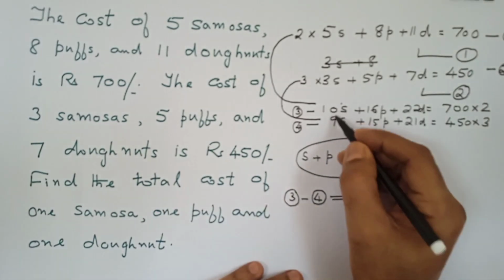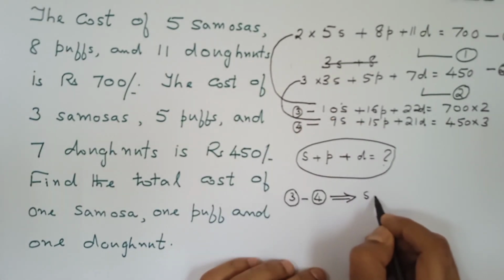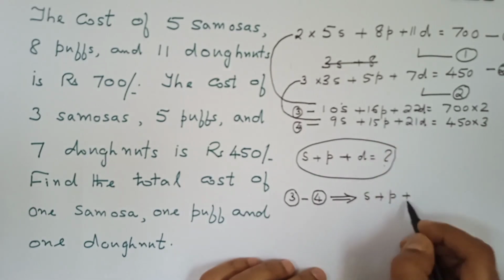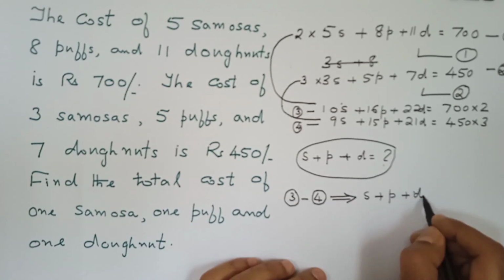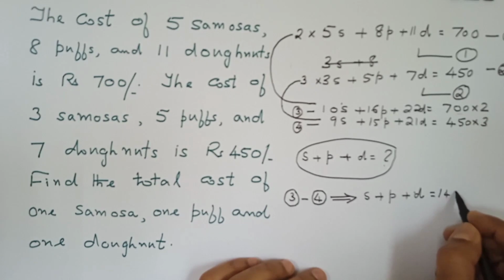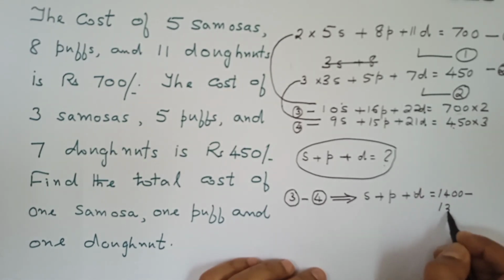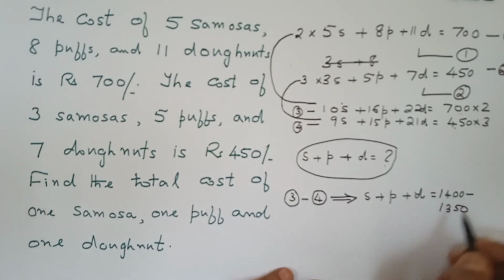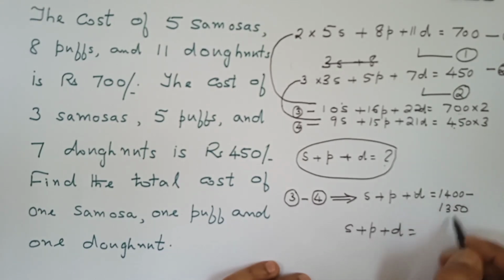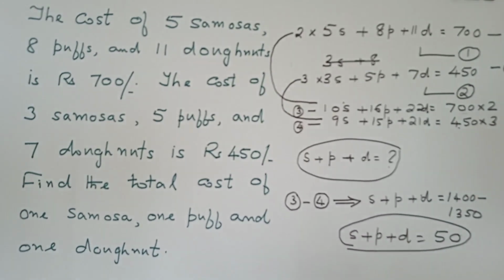Now look at this, subtracting 10 minus 9, 1s. 1 we don't normally write, as you know. Again, p here. Again, 22 minus 21, 1d. So d here. Right side, this is 1400 minus 1350. Now you subtract it. S plus p plus d will be 50. This is what you are asked to find out.